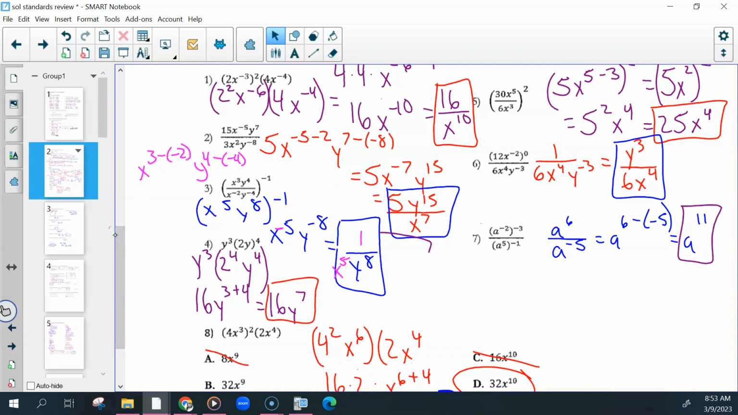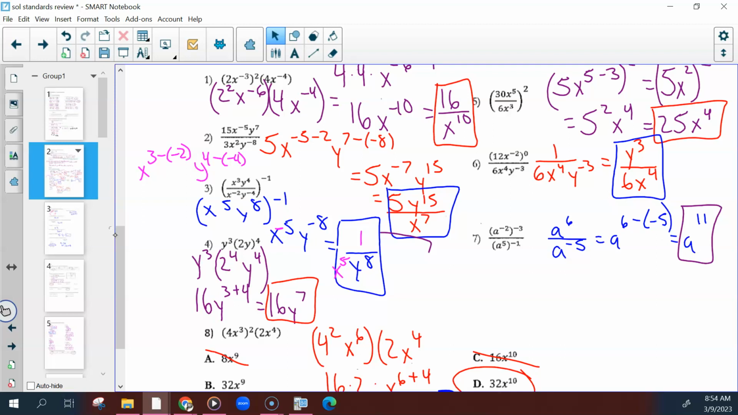For 3, you have to do what's inside the parentheses first. Think of your order of operations. So inside we have like bases. We are dividing, so we are going to subtract the like bases. 3 minus negative 2, 4 minus negative 4, and figure out what those two things would be.